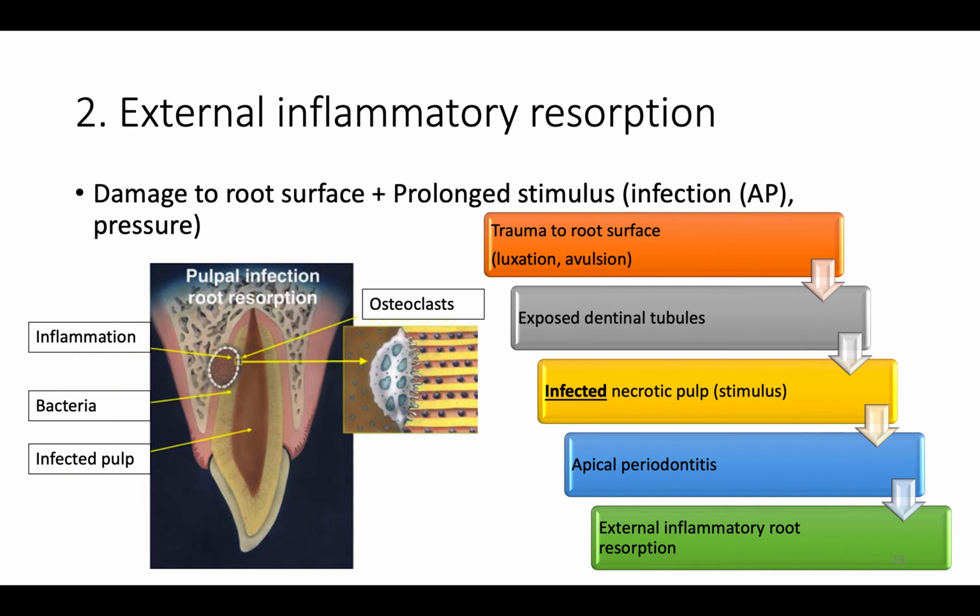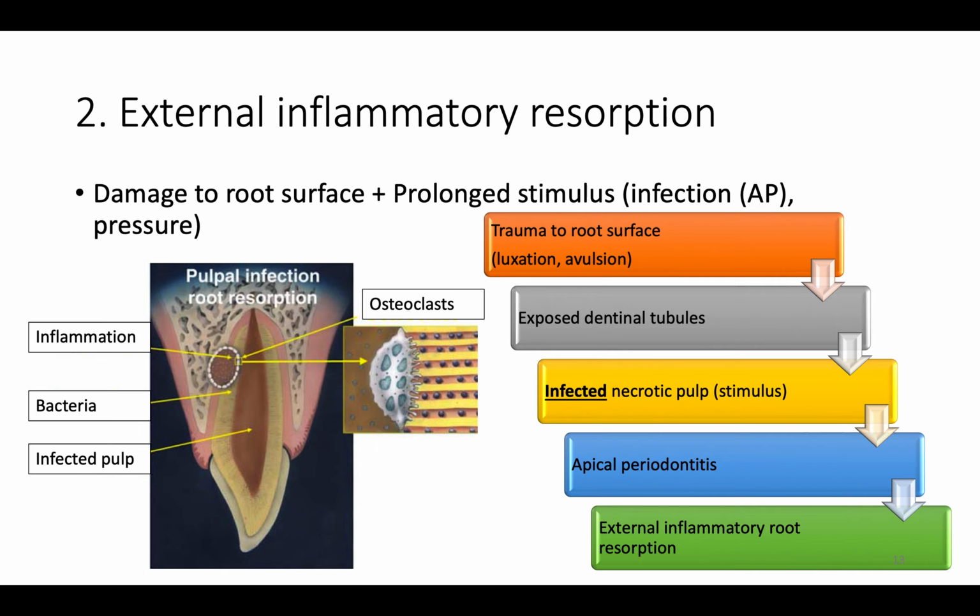prolonged stimulus by infection or pressure, and the damage to the root surface was severe, then external inflammatory resorption will take place. So the patient, for example, will have trauma to the root surface, especially with luxation injuries, avulsion, intrusion, extrusive luxation, or lateral luxation. So the root surface will be damaged. The cementum and the periodontal ligament will be damaged, therefore the dentinal tubules will be exposed.